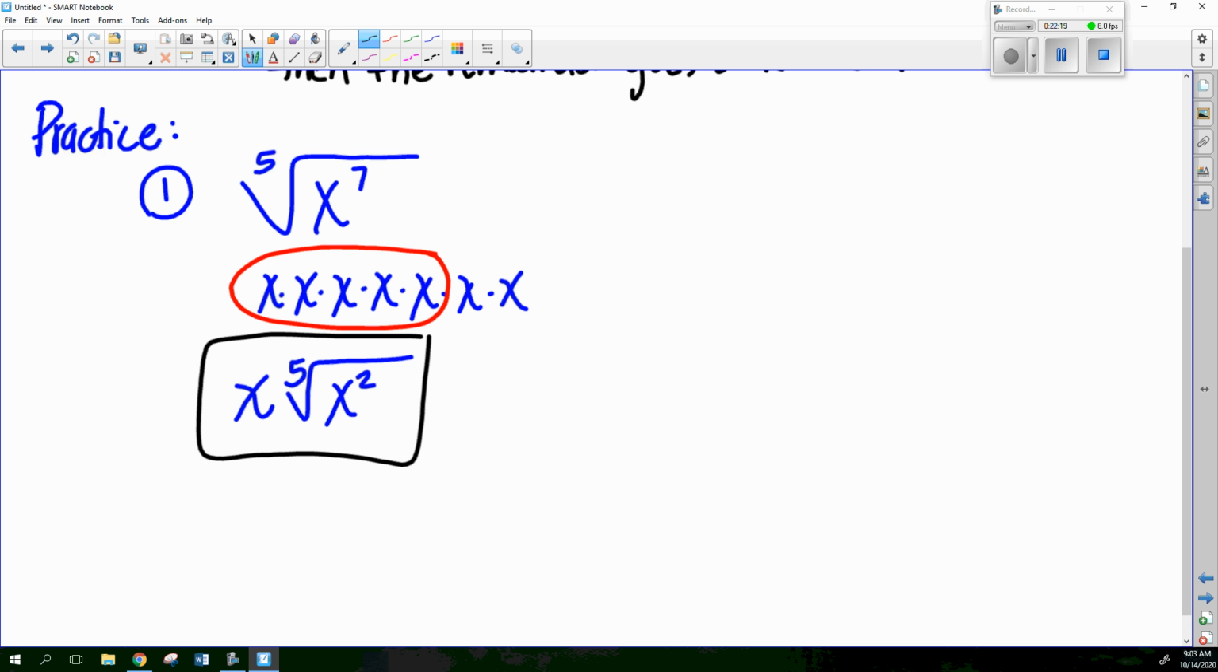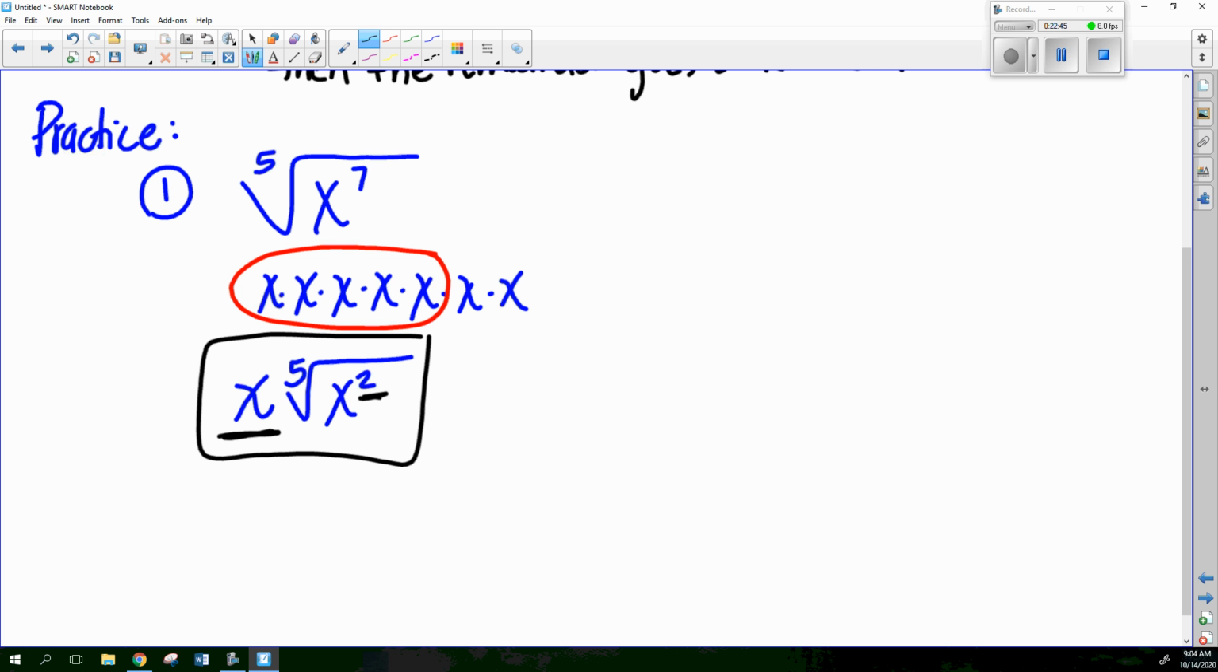All right, so what do I mean by that? Well, what's 7 divided by 5? Like, how many times can 5 go into 7 evenly? Once. And then what would be the remainder? 2. So it goes into it evenly once, and then I have 2 left over. That's how I do that. Okay? So you can choose to do it either way.